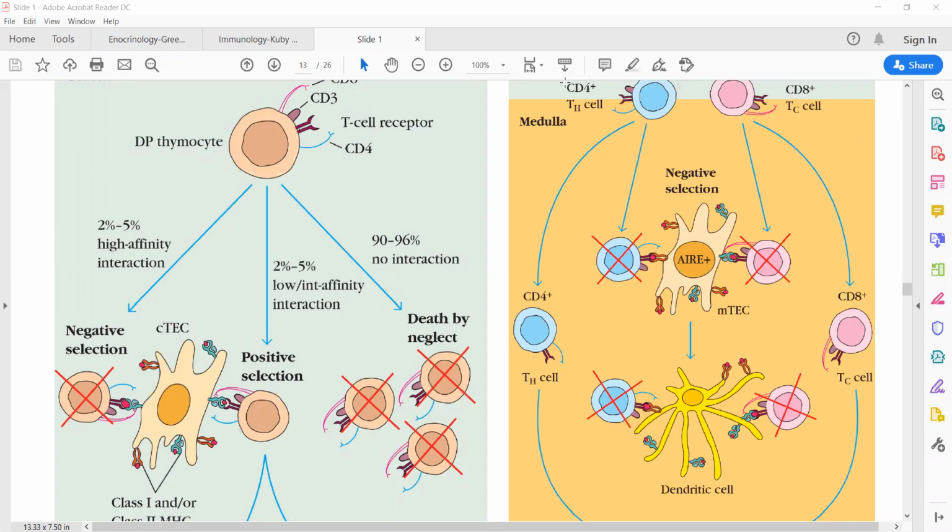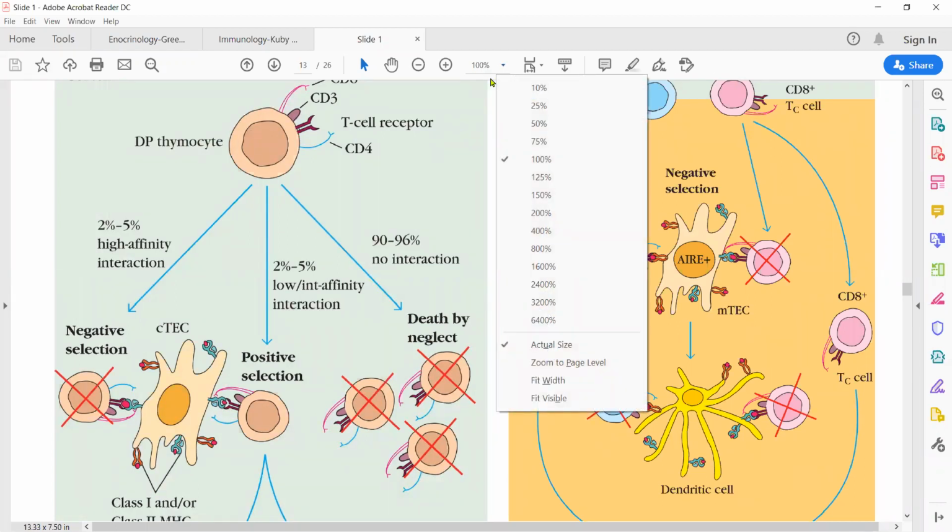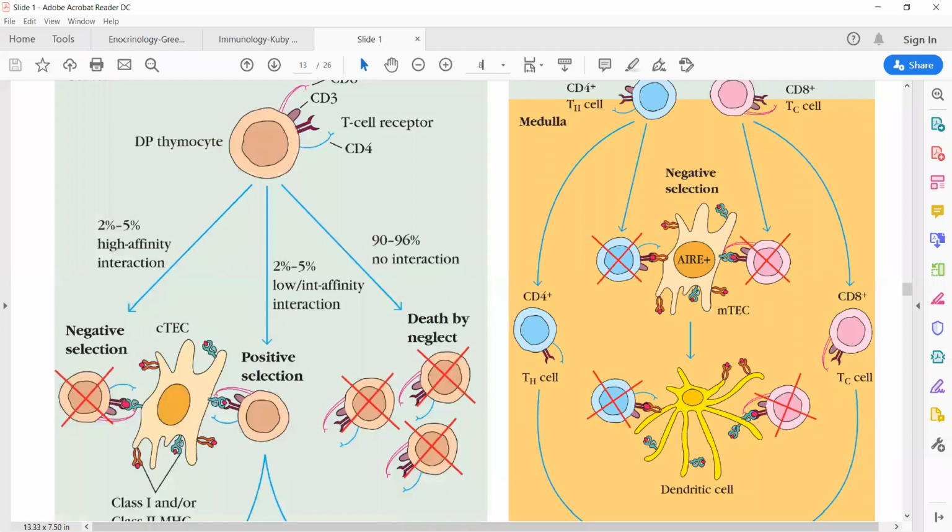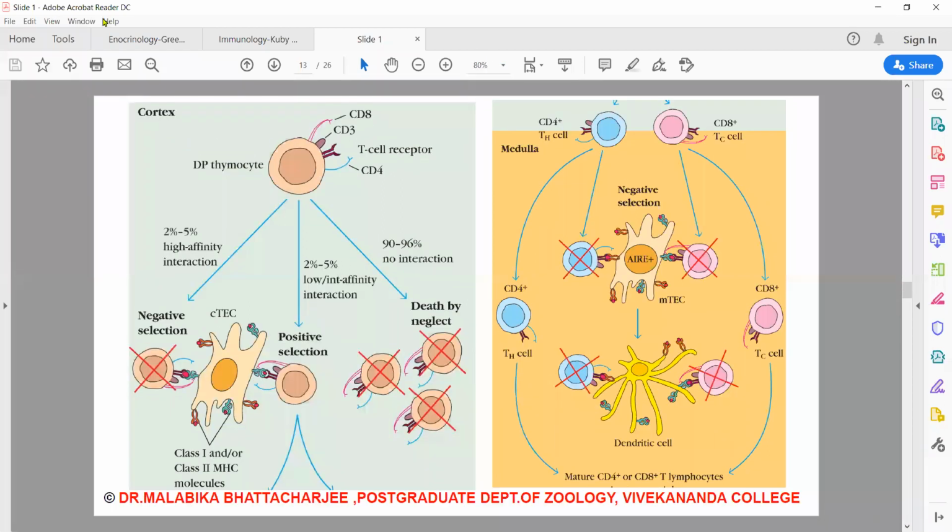So now let us look into this particular slide. Give me a moment. So as I said, double positive thymocytes, stage 2 thymocytes, have both CD8 and CD4 expressed. And we have the TCR receptor expression also done. There are basically 3 models for positive selection. The output of the positive selection, as we know, is either a CD4 positive cell or a CD8 positive cell.